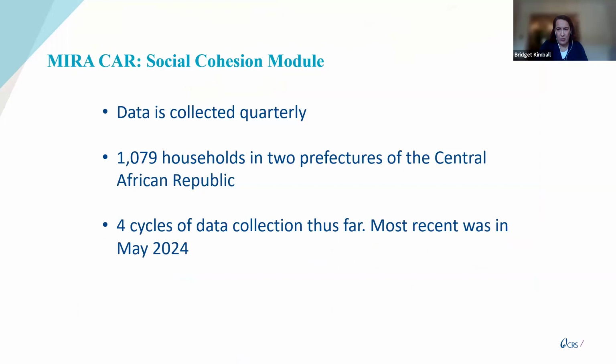In the past year, we've piloted the social cohesion module of MIRA in the Central African Republic. Data is collected quarterly rather than monthly to meaningfully track the evolution of social dynamics, but to still capture seasonal trends. We've observed lower social cohesion scores during the hunger season, for instance, but at the same time, respondents who are members of a community group of any kind show more stable social cohesion scores than respondents who do not belong to any group.